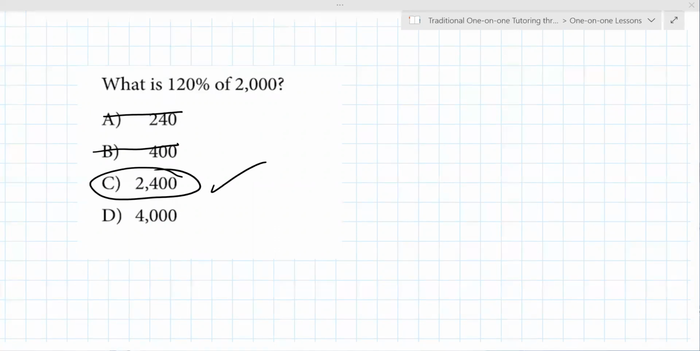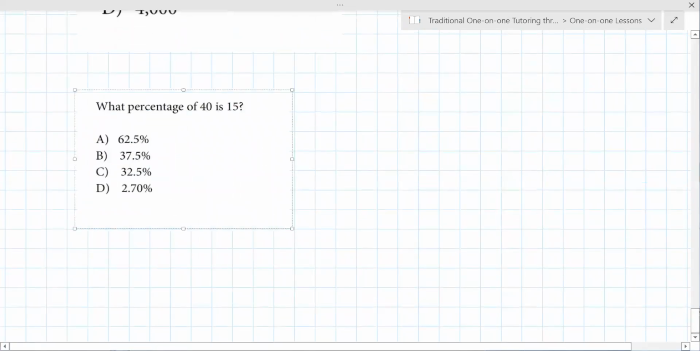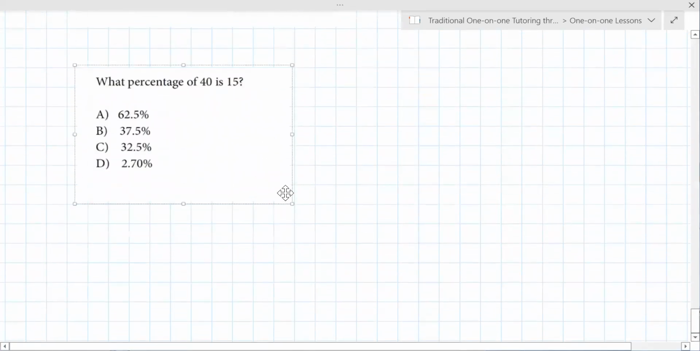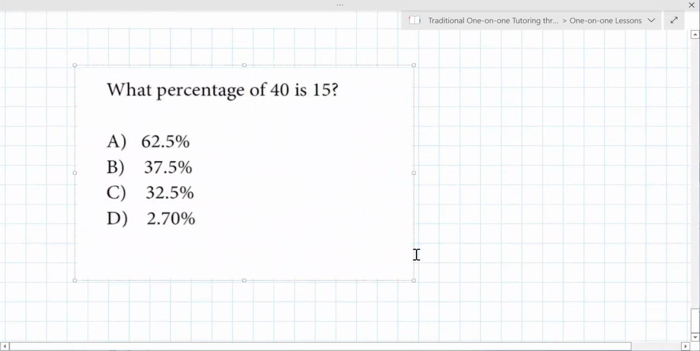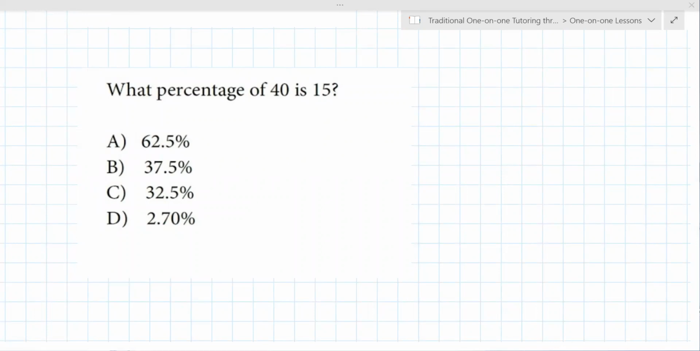This is not a calculator problem. If you're on this next one, if you want to know whether you can use it or not. Okay, let me frame this a little better. It says, what percentage of 40 is 15? It'd be 32.5, right?